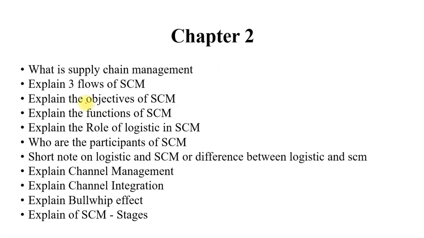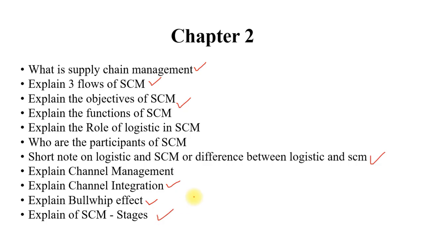Next, chapter number 2. What is supply chain management? Explain the 3 flows of supply chain management. Next, explain the objectives and functions of supply chain management. Explain the role of logistic in supply chain management. Who are the participants of supply chain management? Write a note on logistic and supply chain management, or the difference between both. Explain channel management. Explain channel integration. Explain the bullwhip effect and the various stages in supply chain management.